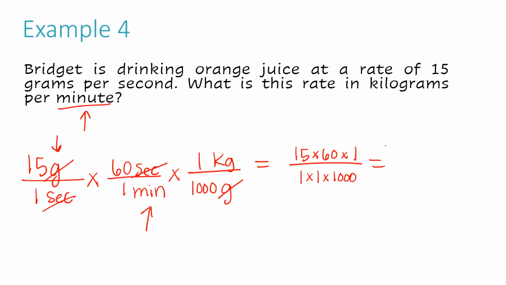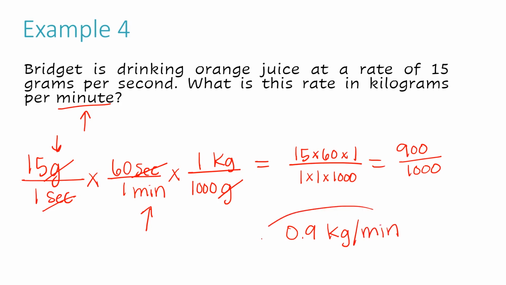Now, when I multiply all of these together, I get 900 on top, and I get 1,000 on the bottom. When I divide that, I get 0.9. And remember, our units are kilograms per minute. And I knew that I was solving for that because that's what I had left over here. I have kilograms here and I have minutes here. That should always happen. Whatever you're asked about in your problem should be what's left over in your work area before you start multiplying.